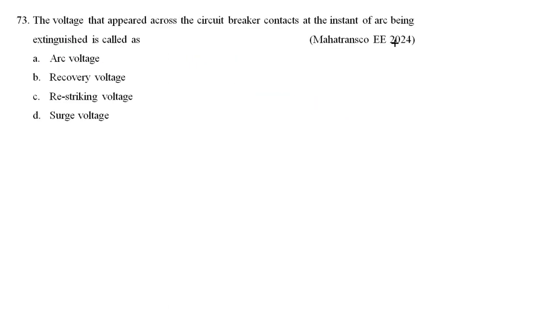Next question, question number 73, asked in Mahatransco Executive Engineer exam year 2024. The voltage that appears across the circuit breaker contacts at the instant of arc being extinguished is called as arc voltage, recovery voltage, restriking voltage, surge voltage. Now understand, whenever circuit breaker contacts are closed, so these are the two contacts of a circuit breaker, simplified diagram I am drawing. One is fixed contact, another is the moving contact. Let us say this is moving contact, this one is fixed contact. So here circuit breaker is closed.